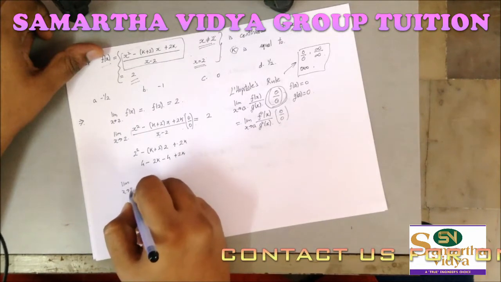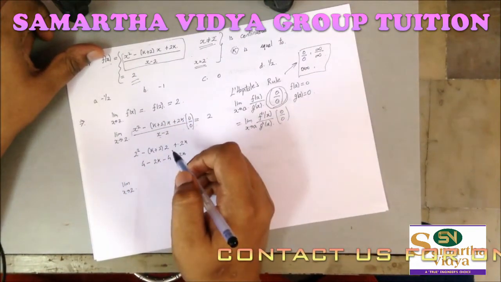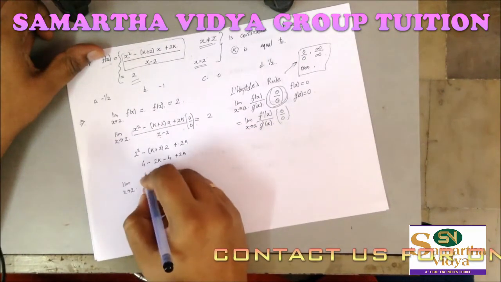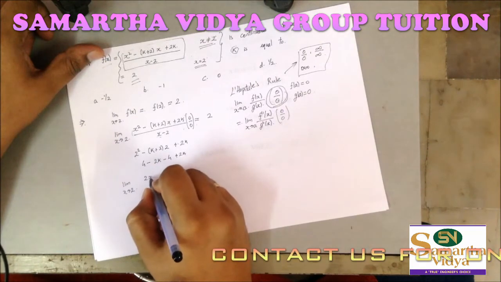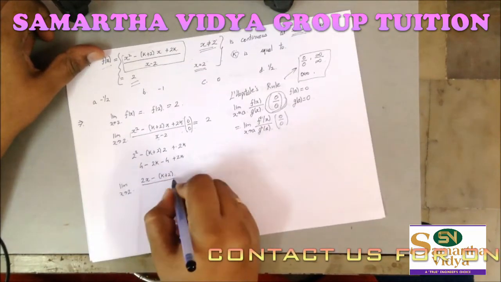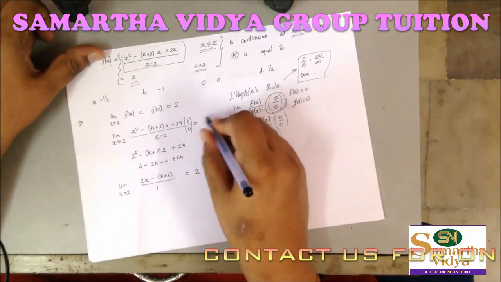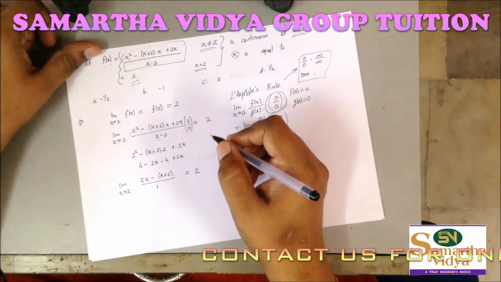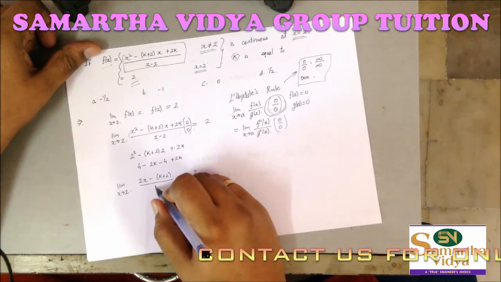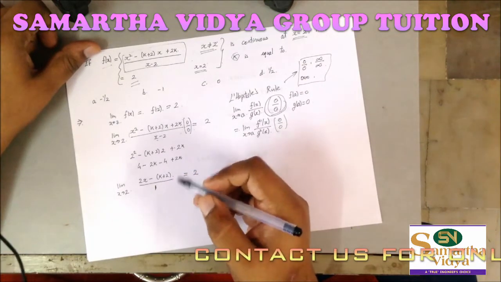So the L'Hopital rule will be applicable. That means you have to differentiate the numerator separately and the denominator separately. If I differentiate the numerator, it becomes 2x minus k plus 2, divided by 1. And this value is equal to 2 because the limit is equal to 2. Now in the denominator we don't have any x term, we are basically getting a 1. So we cannot apply the L'Hopital rule now.